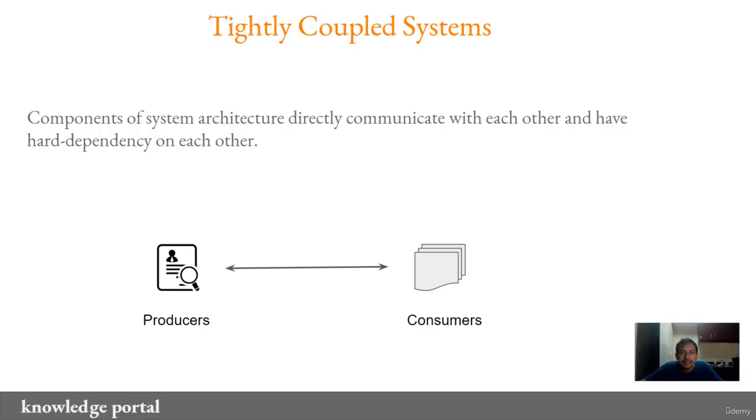Now that we understand the basics of the SQS queue, let's go ahead and understand some of the important concepts specifically related to a tightly coupled system and a loosely coupled system. So in a tightly coupled system, the components of a system architecture directly communicate with each other and also have a hard dependency on each other. So for example, you have a producer and you have a consumer. So the producer is directly sending a message to the consumer. So in case the consumer is down, then the producer essentially will also start to send the error message to the users. So this is also referred to as a tightly coupled system.